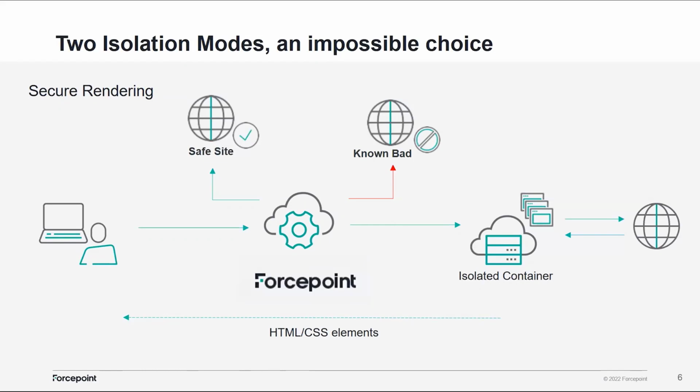Secure rendering, on the other hand, uses the isolated container to strip out active or dangerous content, while letting the rest of the content go on to render natively. While secure rendering solves the performance issue and is great for sites that may not have a reputation, secure rendering is less than ideal for sites that are known to be malicious. We prefer to use pixel streaming for sites like that.